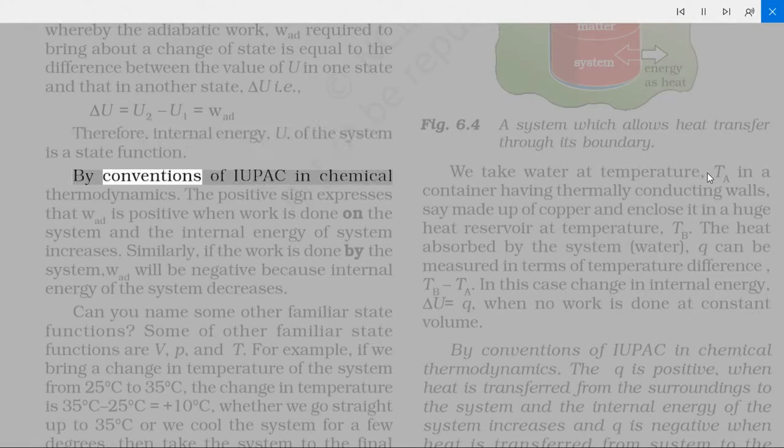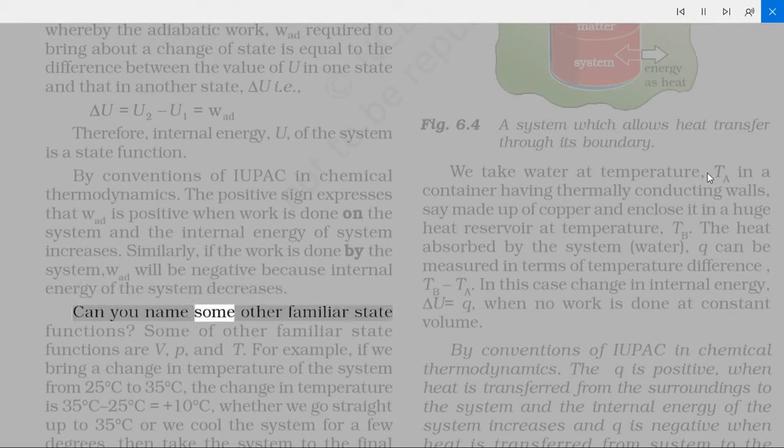By convention of IUPAC in chemical thermodynamics, the positive sign expresses that W_ad is positive when work is done on the system and the internal energy of the system increases. Similarly, if the work is done by the system, W_ad will be negative because internal energy of the system decreases.